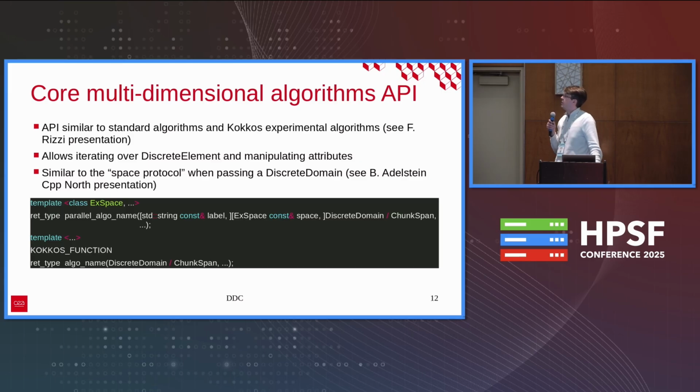So we have multidimensional algorithms to be able to loop over our data structures that are similar to the Kokkos experimental algorithms. We have the parallel versions and the sequential version, and they take optional arguments like a string and an execution space. And in DDC, they will take either a chunk span or a domain over which to iterate.